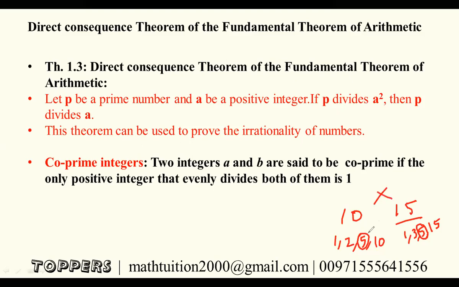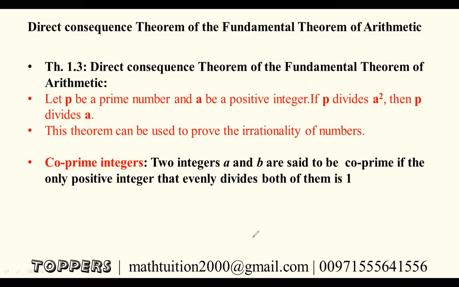When we are talking about coprimes, we are comparing two numbers relatively, not like prime numbers. With prime numbers, we are taking only one number and checking whether it has only two factors or more than two factors. But when you say coprime, you have to take two numbers. We are comparing two numbers. If their common factor is only 1, then those two numbers are called coprime integers.